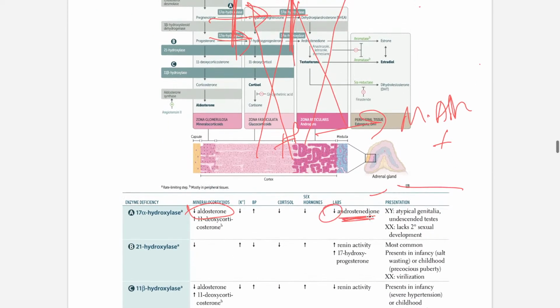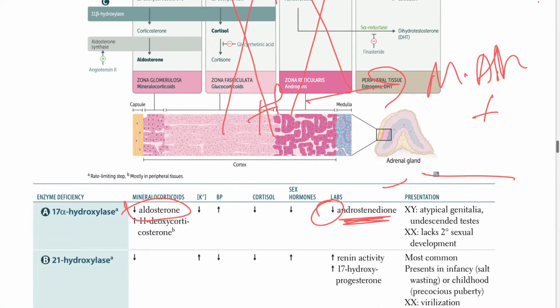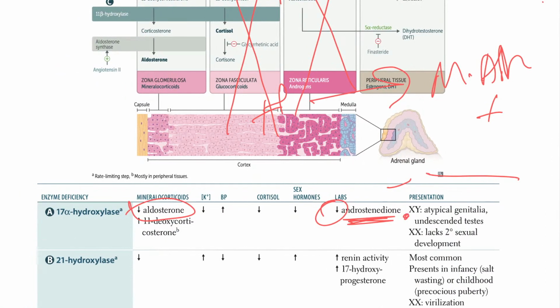You have decreased androstenedione, which is right here. You don't have that. So in the presentation, if it's a male, it's going to present as atypical genitalia because you don't have sex hormones. Atypical genitalia, undescended testes, no sex hormones. How come? You can't have that, right?